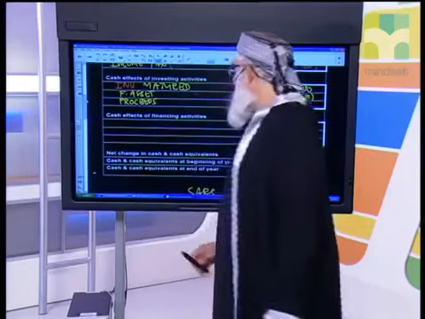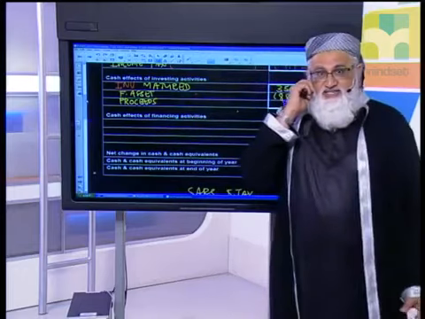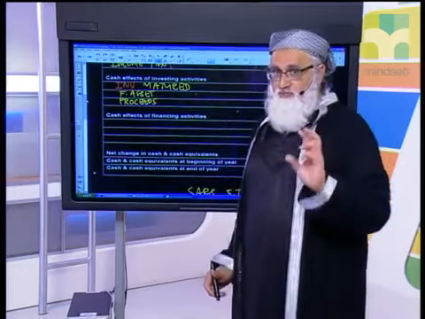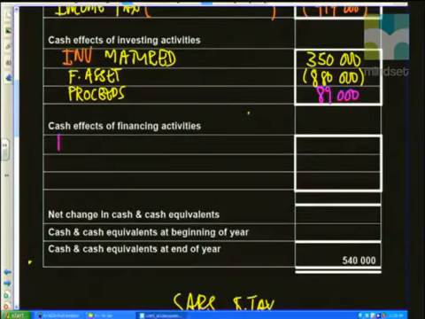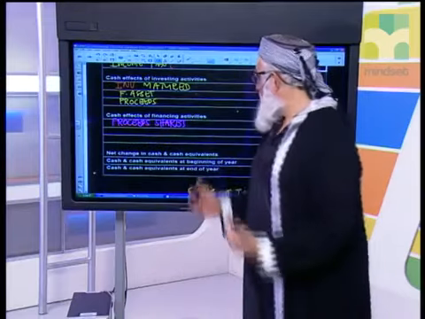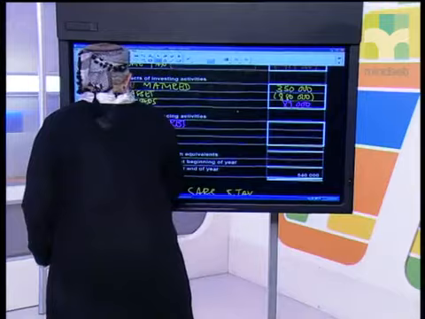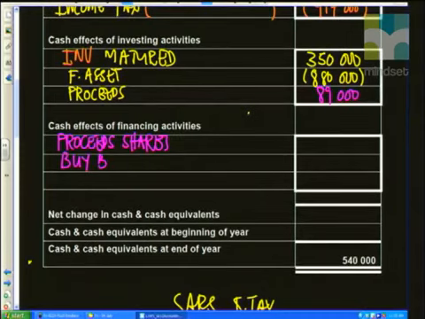Perfect. Right, guys. Under my effects of financing activities, what am I looking for? Remember what we said before the break? We said we're looking at the proceeds of my disposal. That means proceeds of disposal of shares. Remember, if we have sold shares, we're looking at how many shares we sold and how much we sold them for. Number two, we're looking at the buyback. Did we buy back any shares and how much did we pay for those shares?